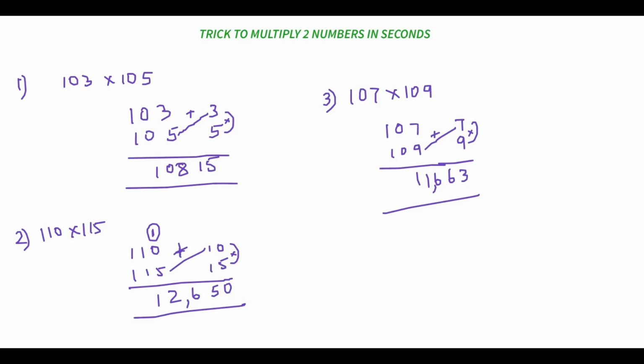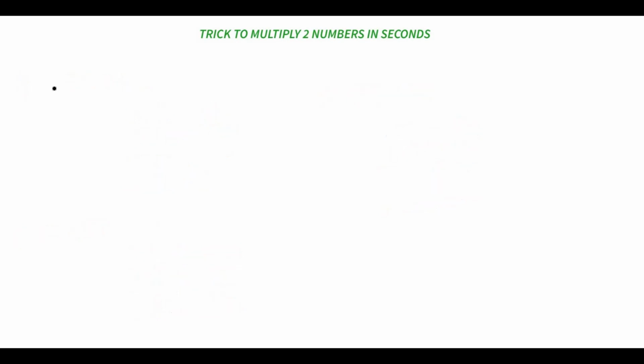Now let's see this next trick. So this trick was above 100. So the next trick we are going to take will be the numbers below 100, which are like 95, 98, 90, 92. So now let's try the second trick for today. So let's do the first question of the second trick. So which is nearby to 100, which is less than 100, right?